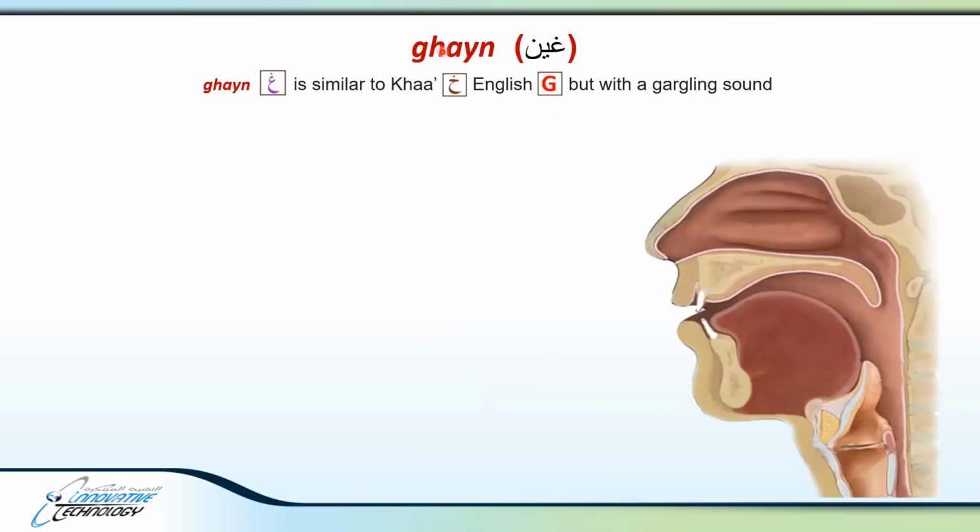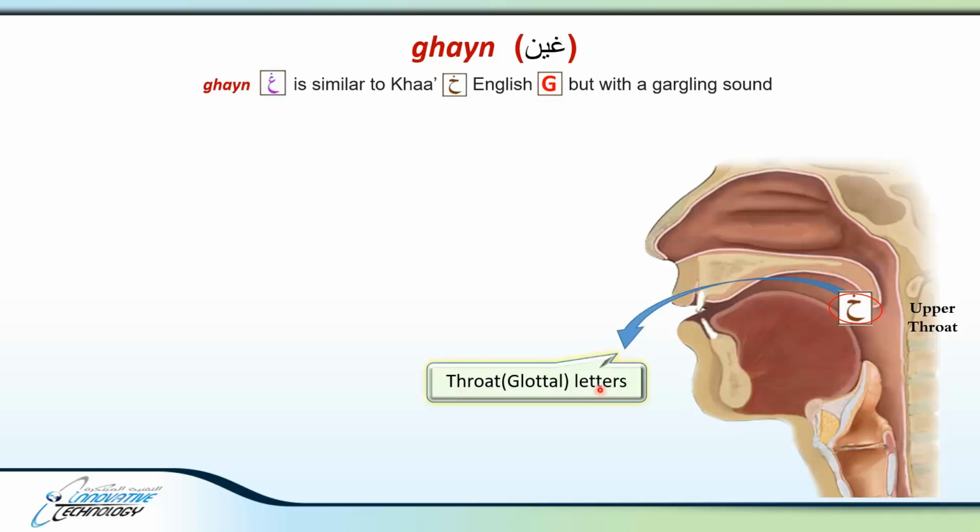To learn how to pronounce the ghayn, you can compare it to the kha, or the English "ig". So ghayn is similar to the kha, or "ig" in English, but with a gargling sound. It is articulating at the upper throat. That's why it's called a throat glottal letter.